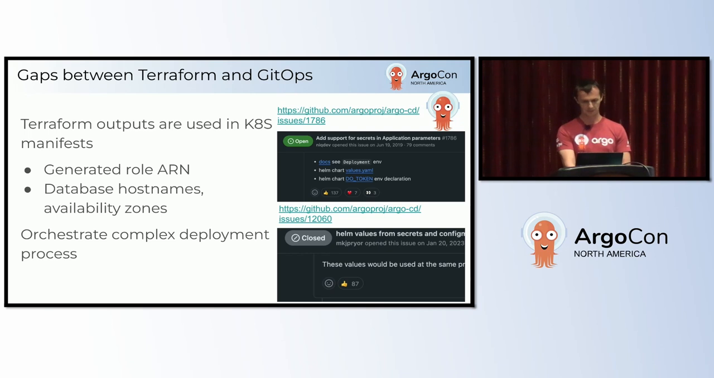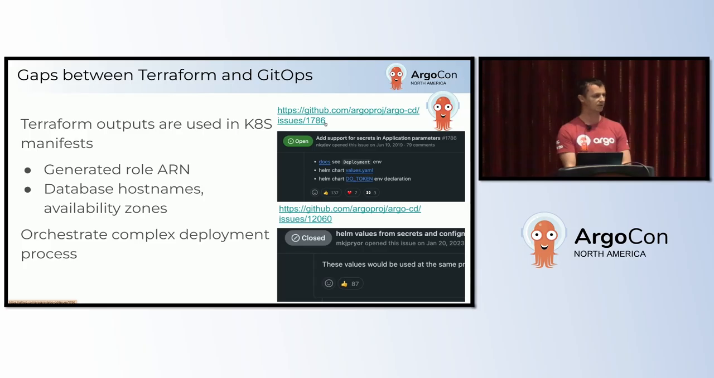And so we feel like there is a gap there because usually this process is manual. So it's definitely not ideal. And to support our theory, here are two links in Argo CD open source repository. It has a lot of thumbs ups, 100 plus positive reactions. And the request is to provide some functionality that allows injecting values produced by Terraform into manifests managed by Argo CD.